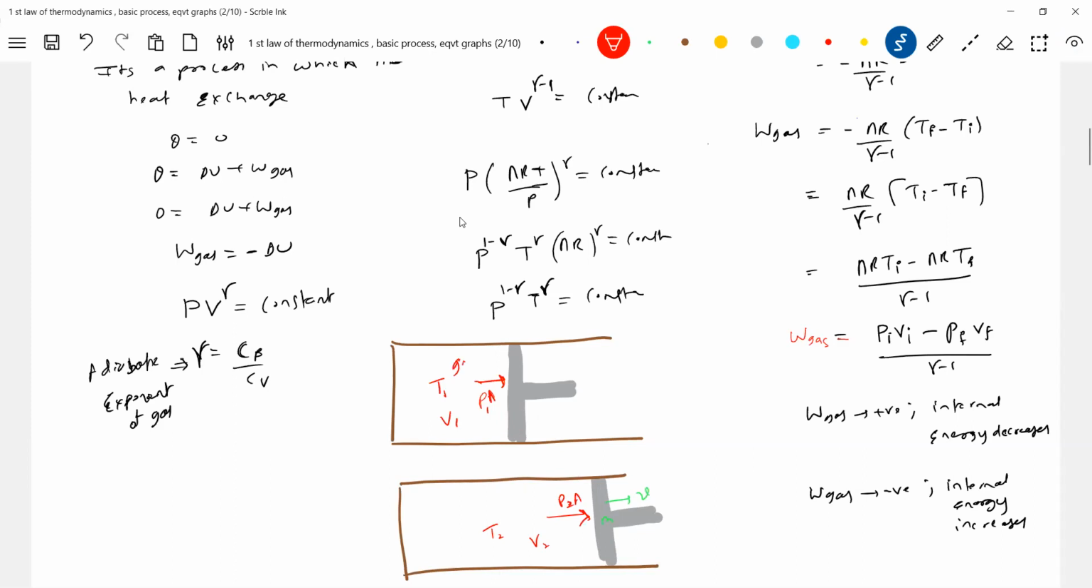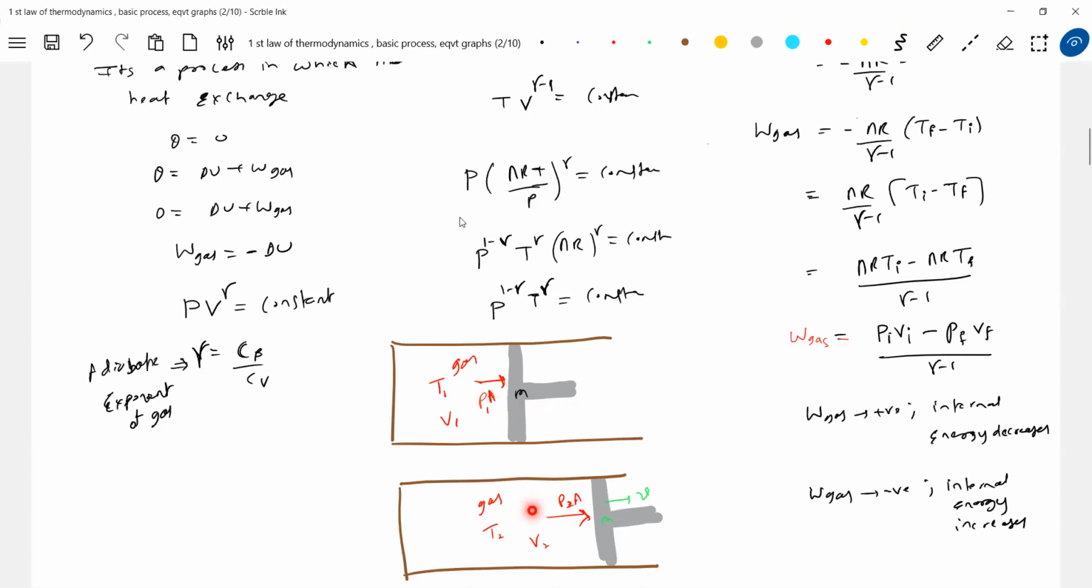Because the gas is doing work. The gas is in fact doing work. It is applying a force. When a body is acted upon by a force, tell me what will happen. It will accelerate. Due to acceleration, speed will increase, kinetic energy will increase. So the kinetic energy of the piston will increase. From where is this kinetic energy coming? The gas is doing work.